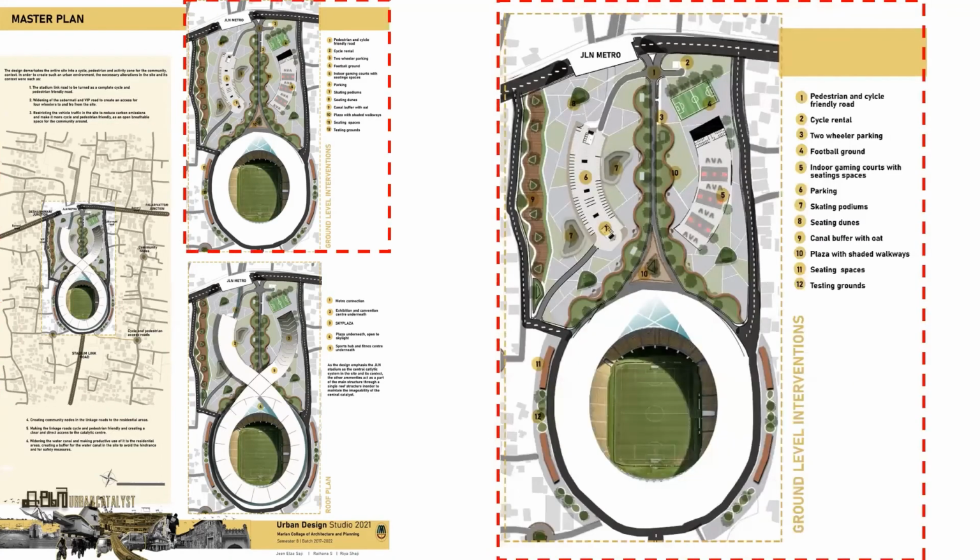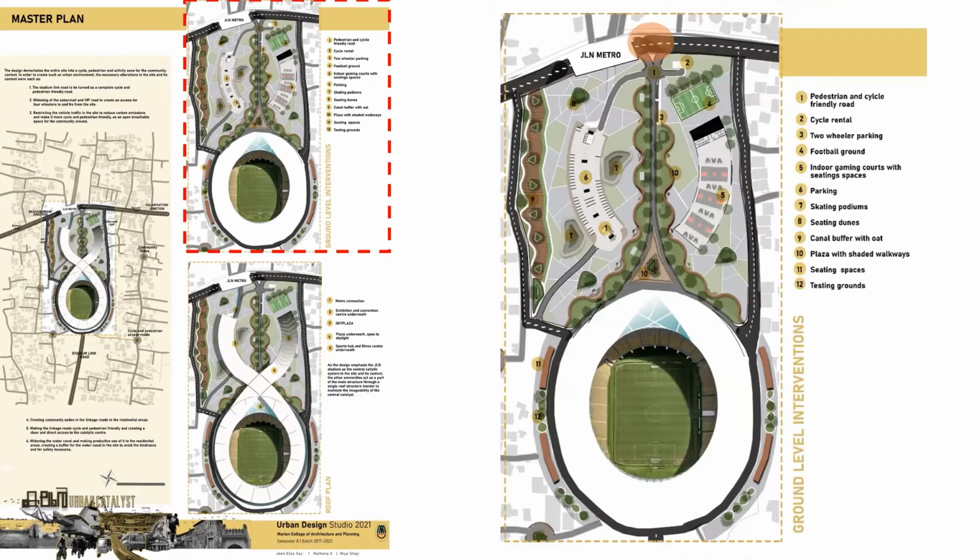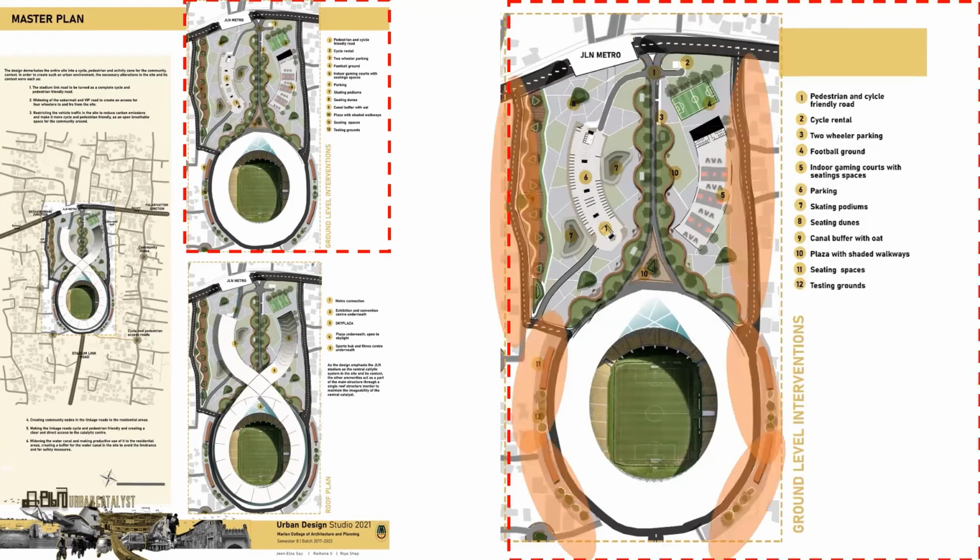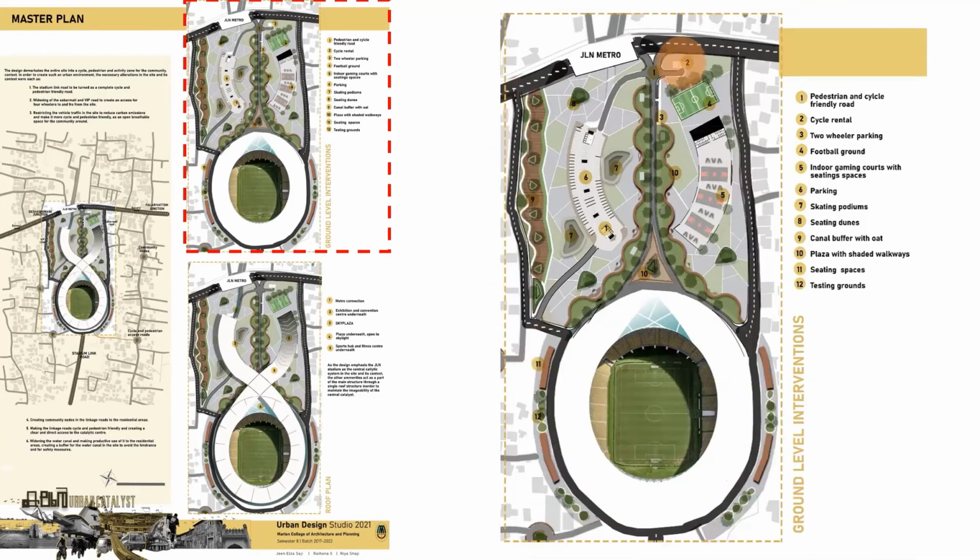Coming to the ground floor plan, the main pedestrian and vehicular entry to the event and convention center comes right after the metro, and the major vehicular route is around the stadium. Right after the entry comes a bicycle rental to initiate the site into a cycling zone and explore the site with the same, thus reducing the carbon emission.